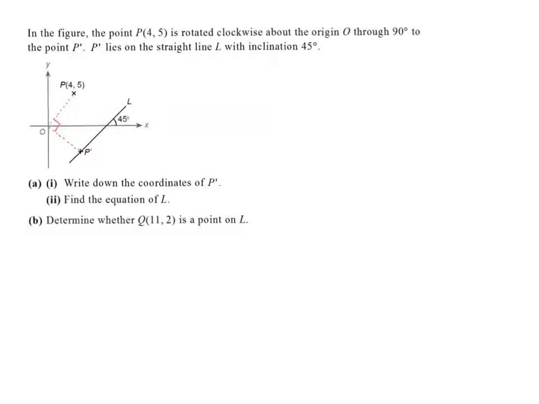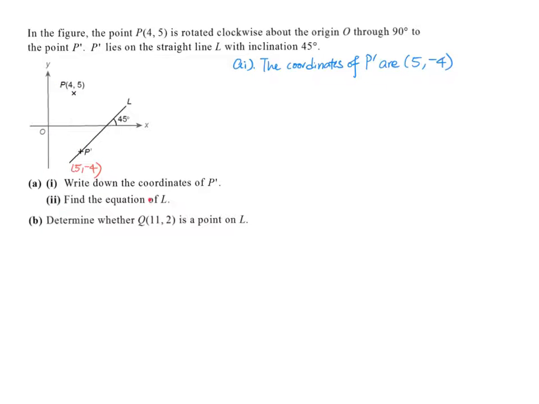So this part is back to basics in form 1. So this would be 5, and this would be the length of 4, right? So after you move 90 degrees, this will become the 5, and this would become the 4. So the coordinates of P prime are 5 and -4.